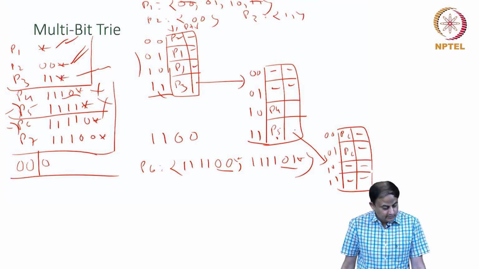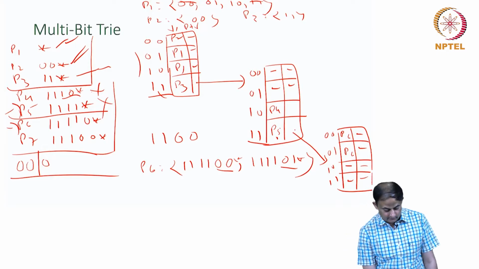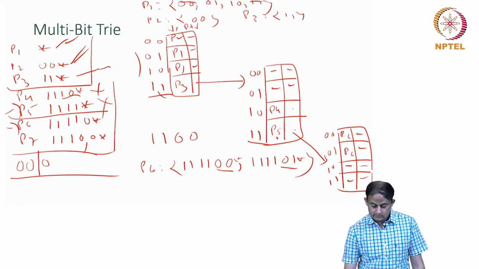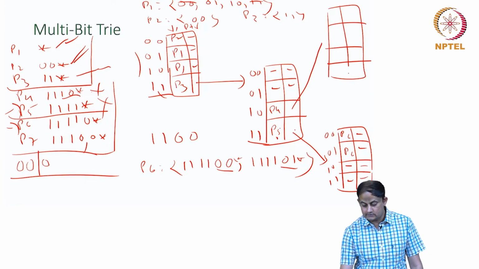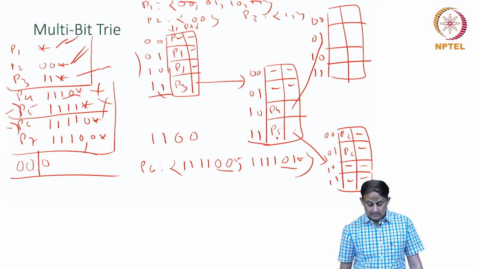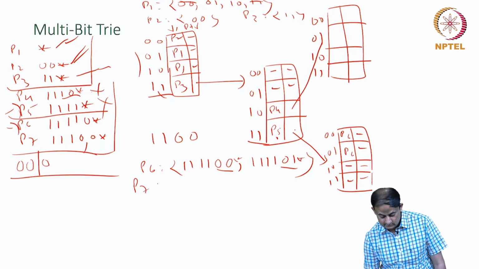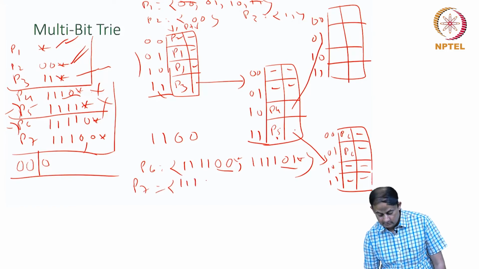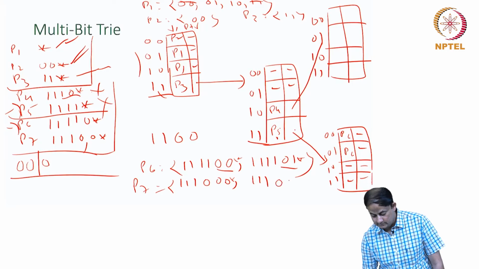So, in this case as P4 is 111 followed by 0, 111 followed by 0 is a prefix of P7. So, I am going to have a table here, and then again the 4 cases 00, 01, 10 and 11, and this is again where you do the expansion of P7. So, those 2 cases: P7 would involve 111 followed by 0 and another 0 and then a star, and 111 followed by 00 and then a 1 and then a star.